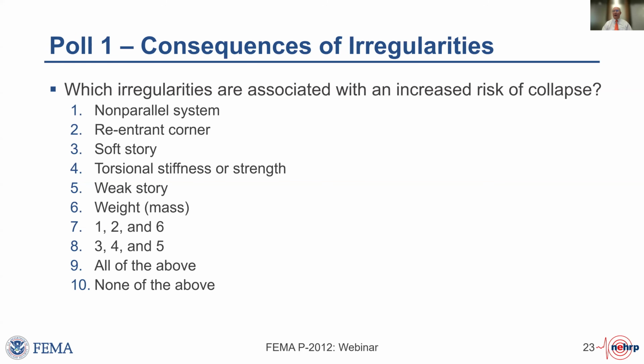The other things may matter, and some of them are still defined in our document, but non-parallel system and reentrant corner irregularities don't cause buildings to collapse generally. And the mass or stiffness irregularity also does not cause buildings to collapse. We'll talk about that more as we go on.